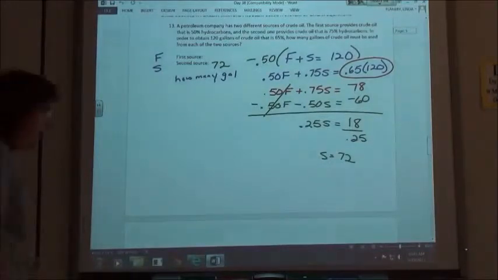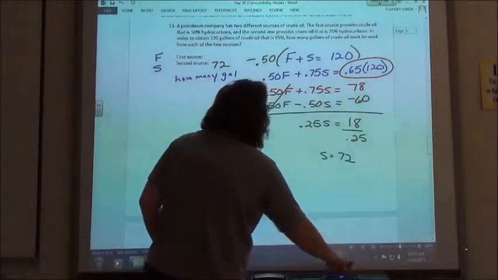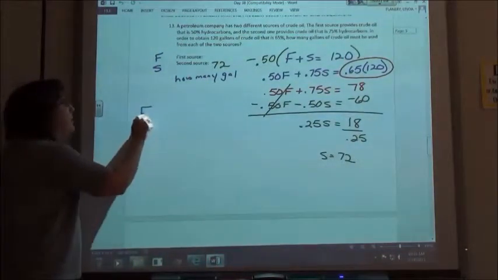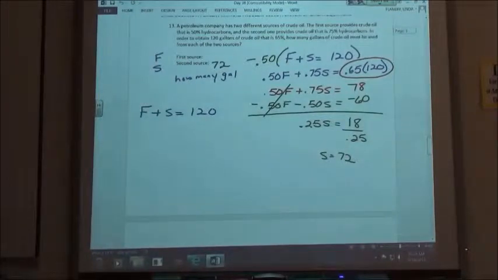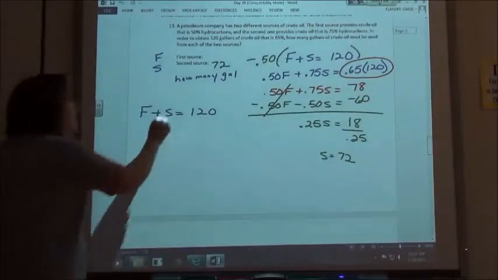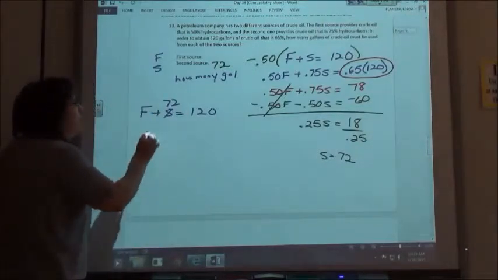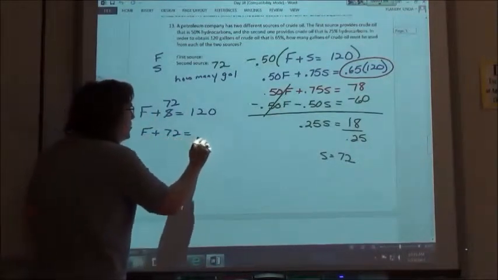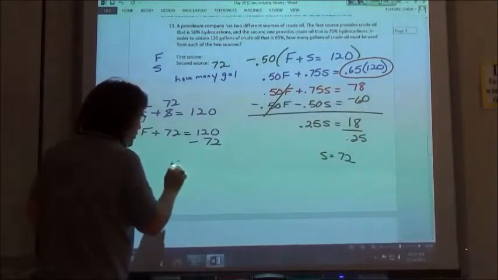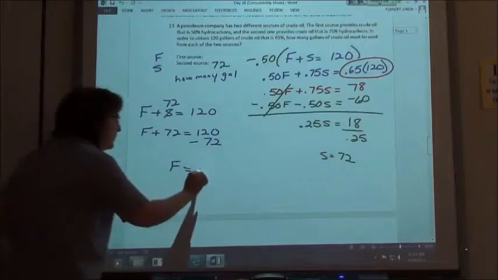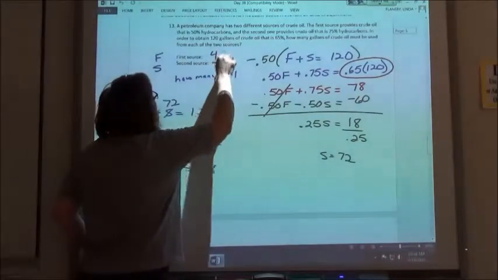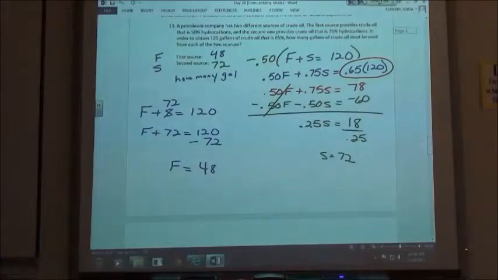Again, in order to find the answer for the first one, I'm going to look at my two equations and say, oh yeah, that top one looks much easier to use than the bottom one. So I'm going to say F plus S equals 120. I know S is 72. So F plus 72 equals 120. And so all I have to do there is subtract 120 minus 72. And so 48 would be how many gallons of the first that I have.